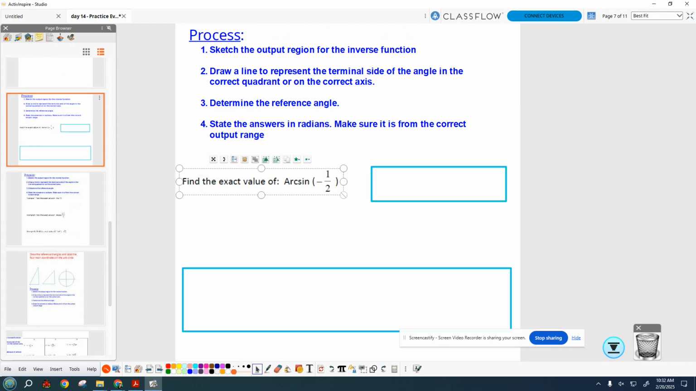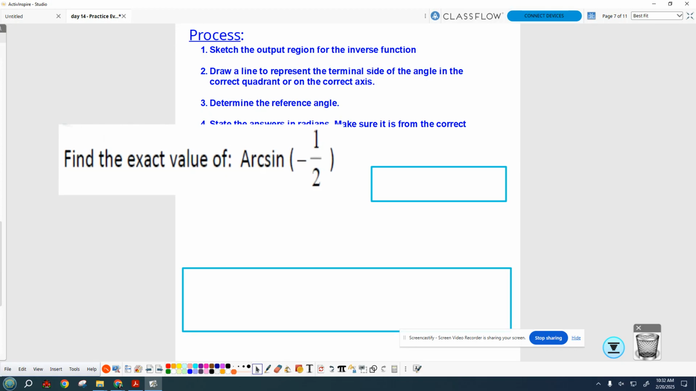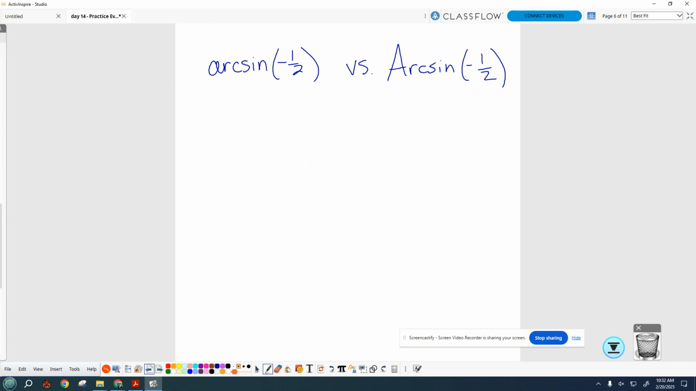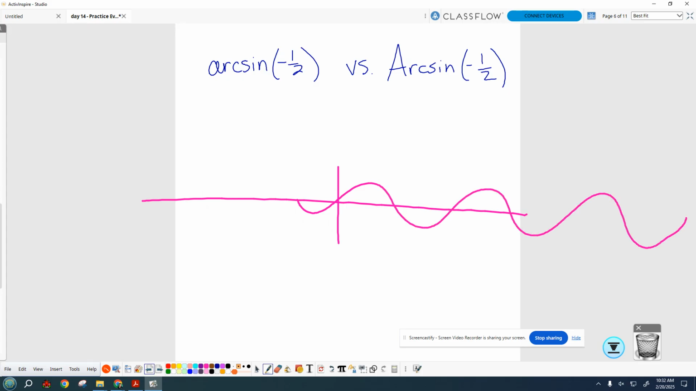So to model what we're doing. Here's my question. I want to find the one and only, oh, hang on, sorry, I need to back up a second. This, lowercase a versus capital A. It's a stupid convention, but arcsine. Sine goes forever.